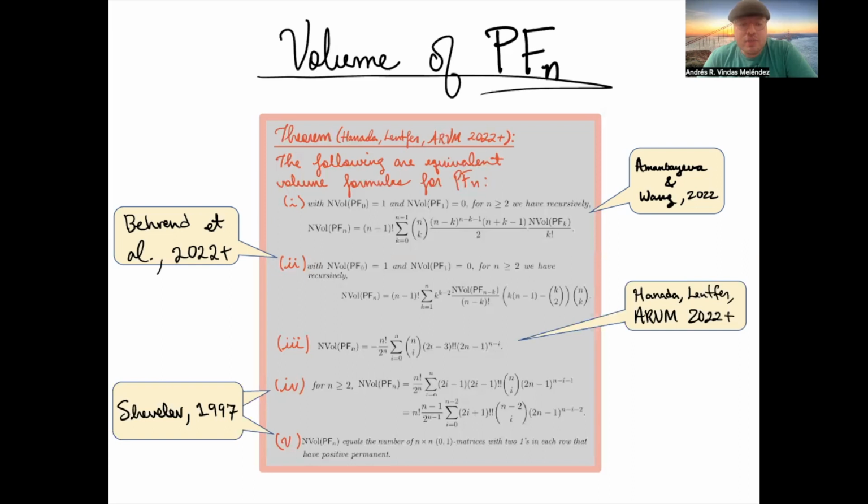And this is due to Shevelev from the 90s, but Shevelev wasn't studying parking functions. So what we do is we show that our formula 3 is equivalent to 4. And then Shevelev showed that 4 was equivalent to 5. And so this formula that's presented in 5 equals the number of n by n 0, 1 matrices with 2 1s in each row that has a positive permanent. So that's a mouthful, but that gives us some interpretation for the volume of this classical parking function polytope.